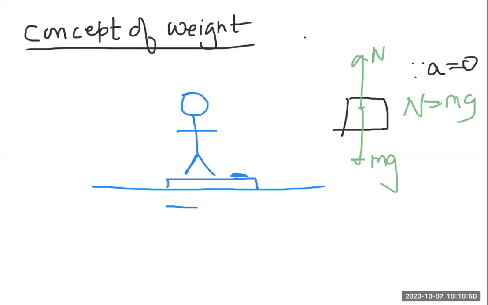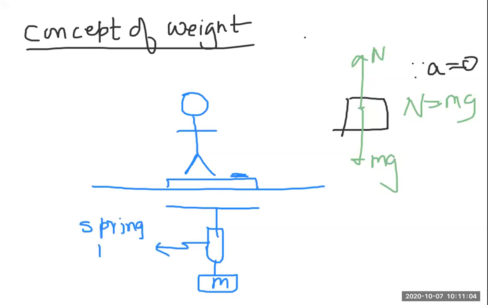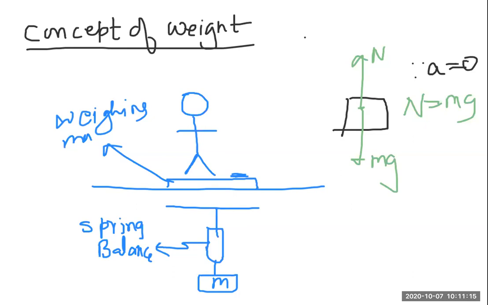So a spring balance then is suspended from the ceiling, right? And here you have some weight M, and this is the spring balance. And this is the weighing machine. So the spring balance has some internal mechanism. I will tell you what that mechanism is. But for the moment, I want to draw the free body diagram for M. So Mg is acting downwards and tension T is acting upwards, right?